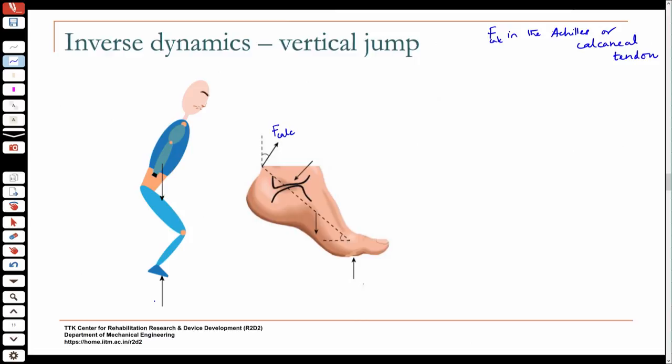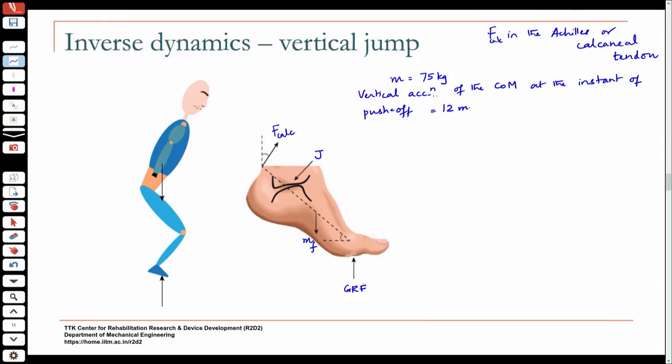So, you have the joint reaction here, J, acting. You have the mass of the foot. If you look at the free body diagram of the foot, then you have the ground reaction force, and let us say the mass of the person is 75 kgs and the vertical acceleration at the instant of push off is 12 meter per second square. This angle here is 30 degrees. The sole of the foot makes that angle. So, you can have a free body diagram like this.